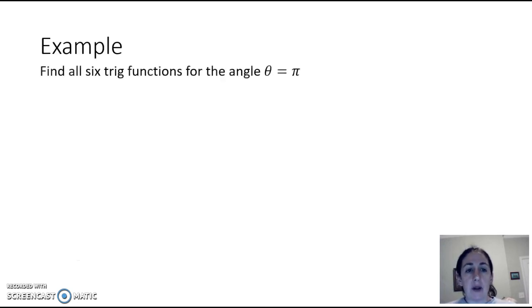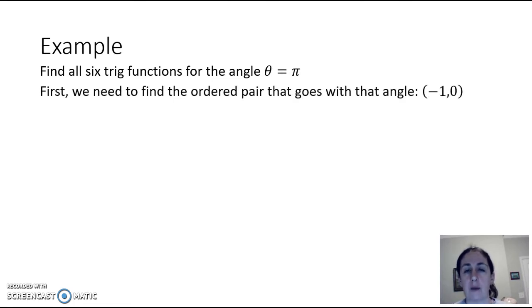Let's do another example. Let's find all 6 trig functions for the angle pi. So again, we go back to that unit circle. I highly recommend that you print one. You find the ordered pair associated with pi, which is (-1, 0), and then you have your x value and your y value. Using the definitions of the 6 trig functions we just went through, you can define all 6 trig functions. So we'll start with the sine, which is the y value, which would be 0. Then we can find the cosecant, which is the reciprocal, would be 1 over 0, which again is undefined.